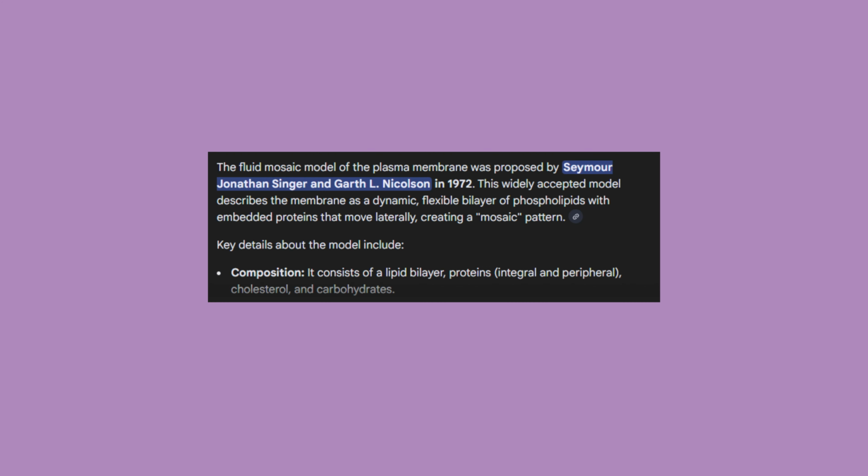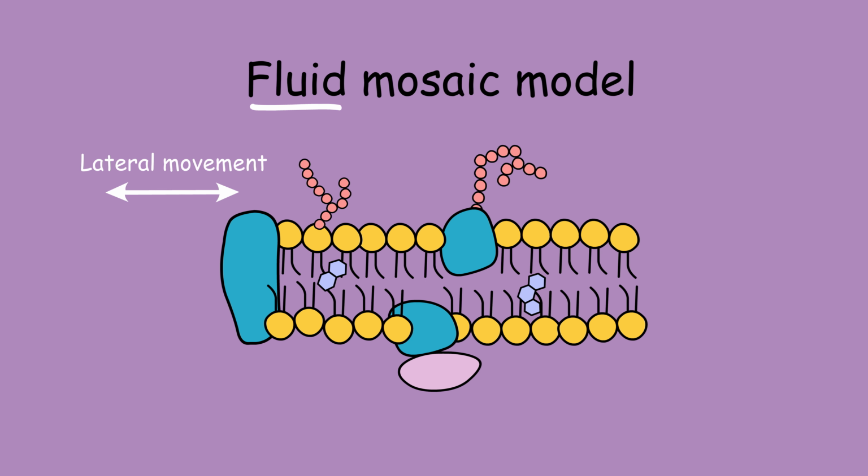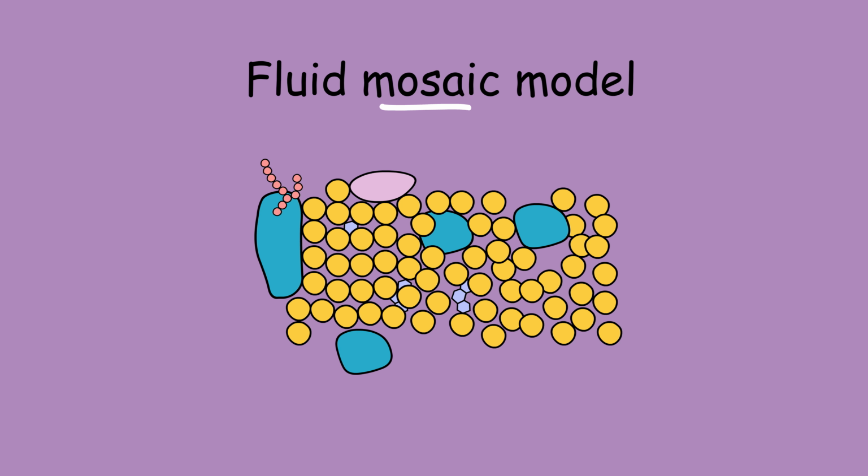The fluid mosaic model was introduced by Singer and Nicholson in 1972, and it remains the most accepted explanation of plasma membrane structure. Fluid refers to the lateral movement of components within the membrane, whereas mosaic refers to this kind of patchwork arrangement of proteins and carbohydrates onto the phospholipid bilayer.